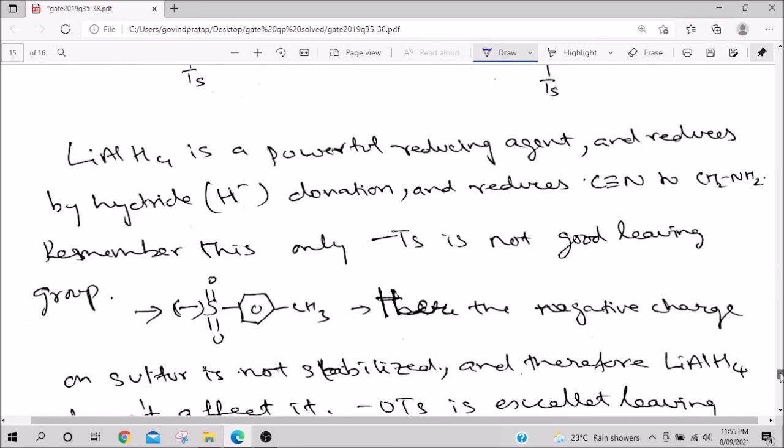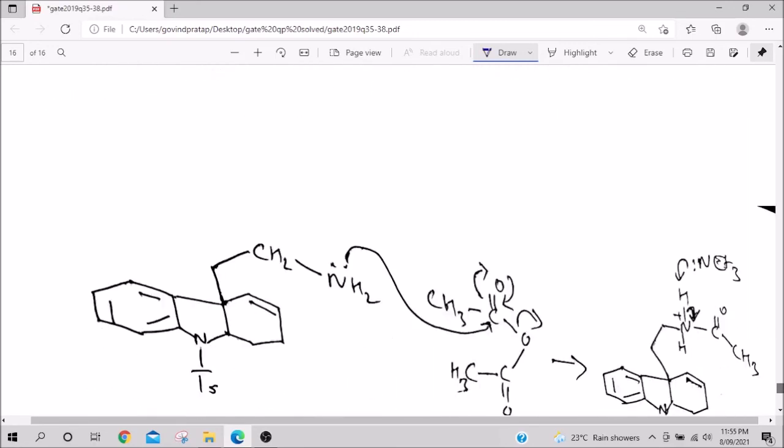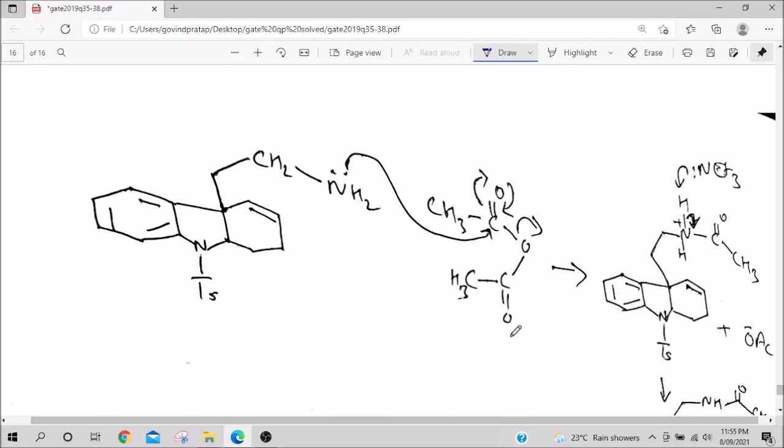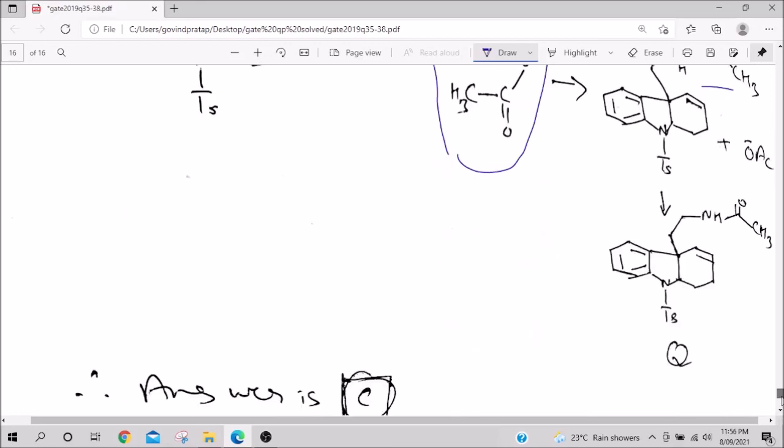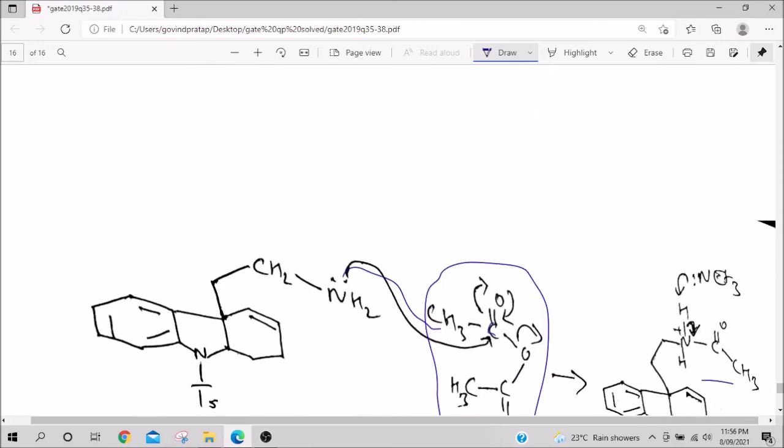And then what happens? In the next step, if you see, they are adding acetic anhydride. So this is the acetic anhydride. Of course, this carbon is electrophilic in nature. So the nitrogen lone pair goes and attacks here, this goes up and you get amide formation. So this is your product, that is Q. So the answer is C.